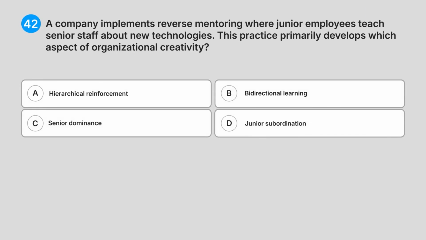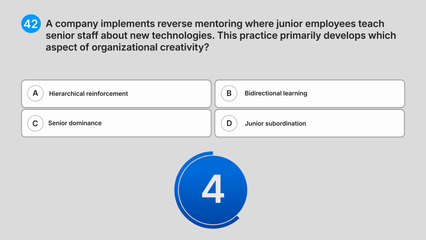42. A company implements reverse mentoring, where junior employees teach senior staff about new technologies. This practice primarily develops which aspect of organizational creativity? A. Hierarchical reinforcement. B. Bidirectional learning. C. Senior dominance. D. Junior subordination. Can you guess the answer?